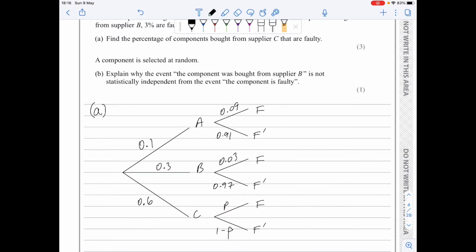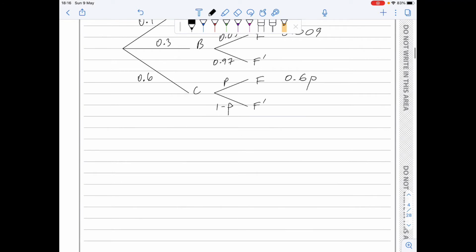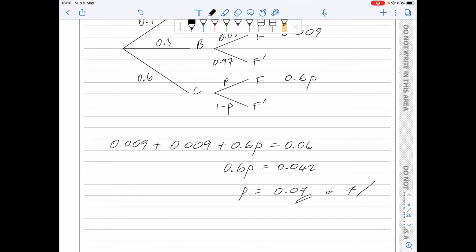So the first one is 0.009. The second one is again 0.009, and the third one is 0.6p. And if I add this up, I will get 0.009 plus the same thing plus 0.6p, and this must equal 6%. So 0.6p is equal to 0.042. P comes out to be 0.07 or 7%.